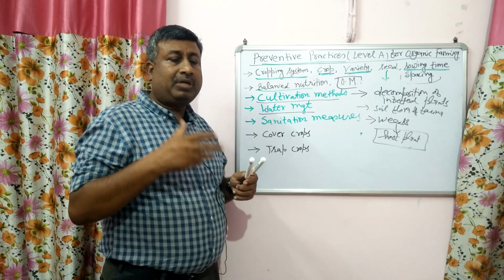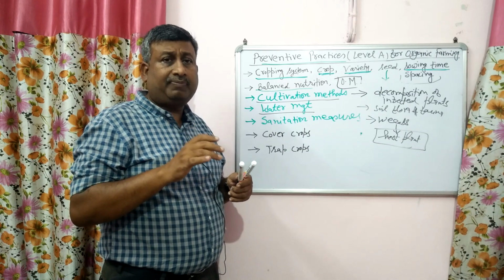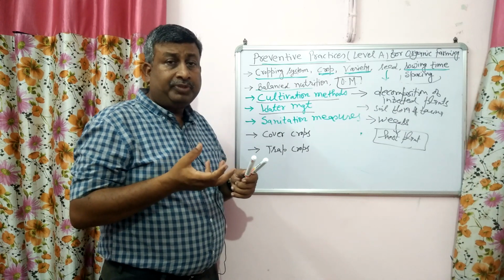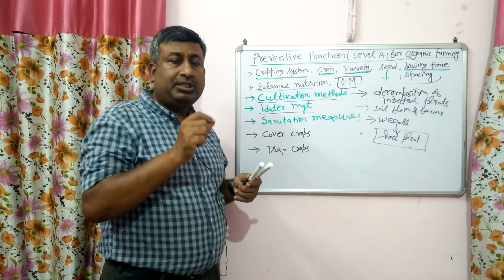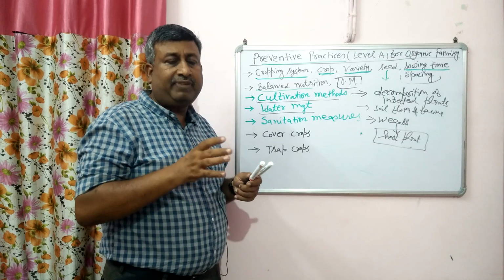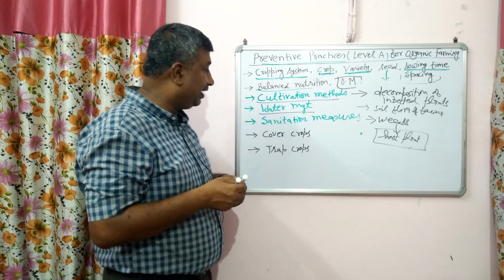Similarly, if leaves are wet for a longer period, there may be fungal infection, bacterial infection, fungal spore germination. So irrigation should be done in such a way that water is not on the foliage. If foliage is wet, then there may be chances of disease infection.